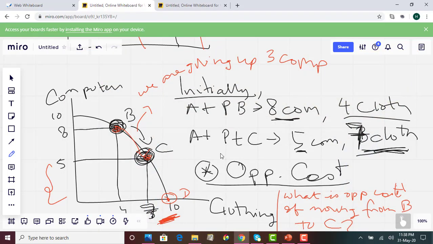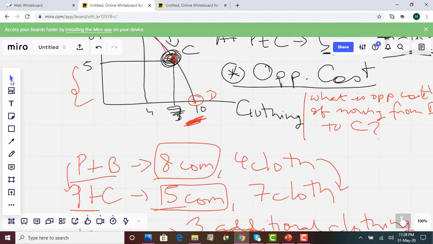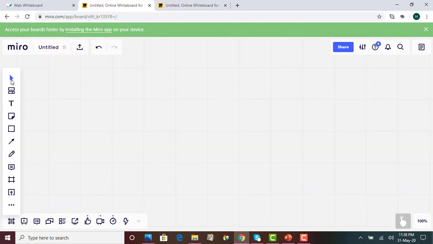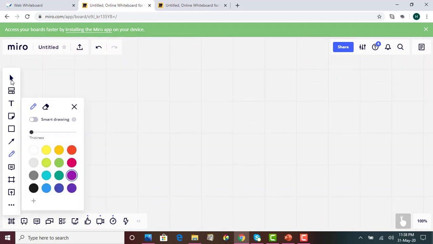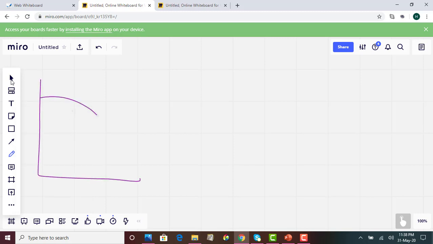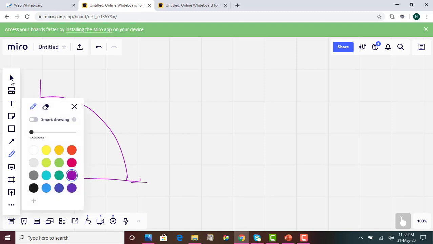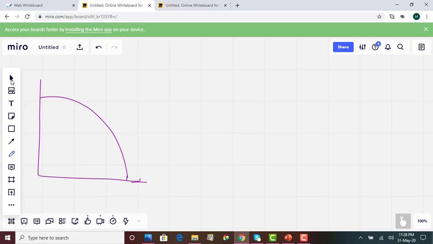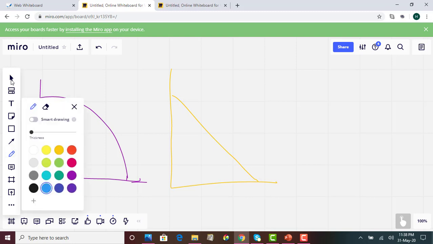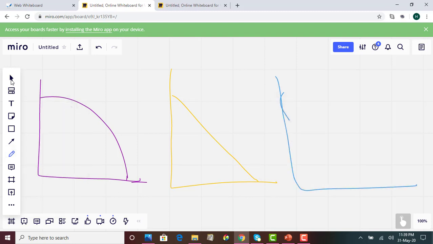One last thing I want to discuss about a PPF, and I want to draw that so it's clear to you guys, is that the PPF can take different shapes. Although I said that the PPF usually looks like this, it can take different shapes. I want to draw the different shaped graphs so you understand. So this is one shape we can have. This is another shape we can have, and the third shape we can have is like this. So these are the 3 different types of shapes that the PPF can have.